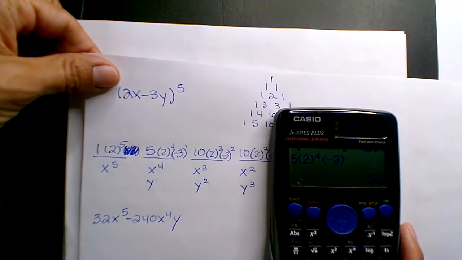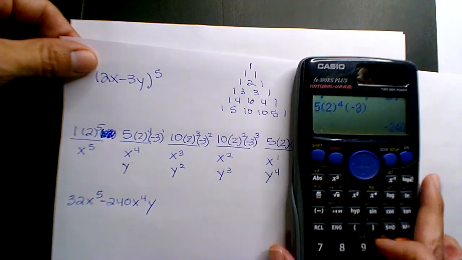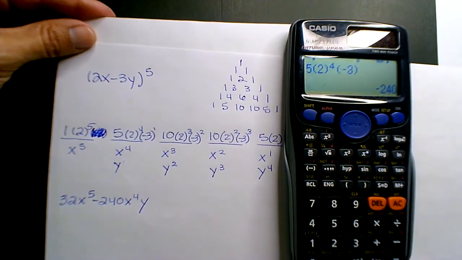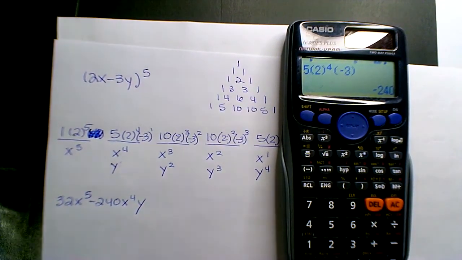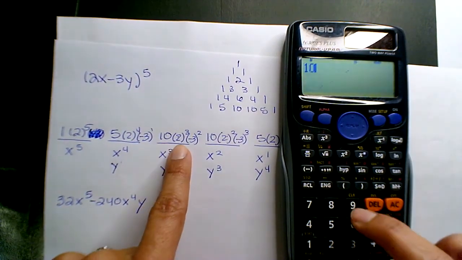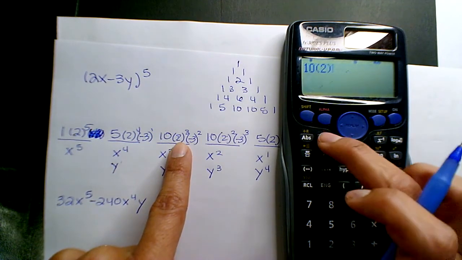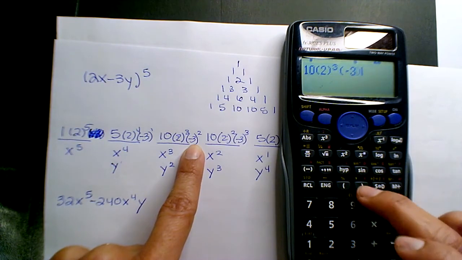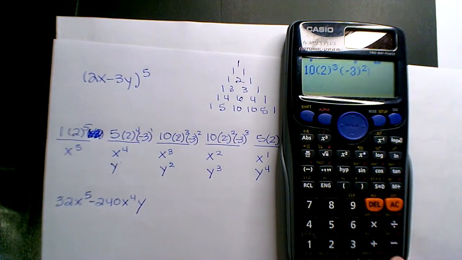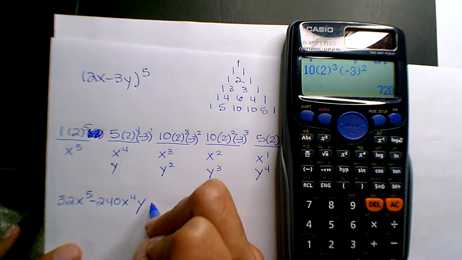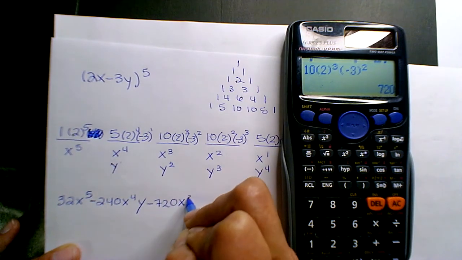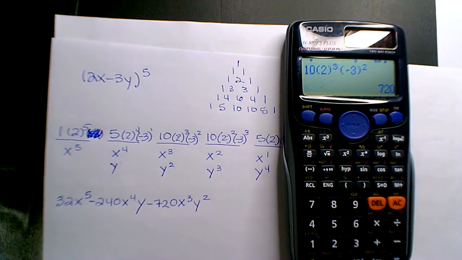Yeah, keep going. Oh, you can't see the calculator. There you go. Sorry. Hold on. All right. Okay, next, 10 times 2 cubed times negative 3 squared, and you get negative 720 x cubed y squared.